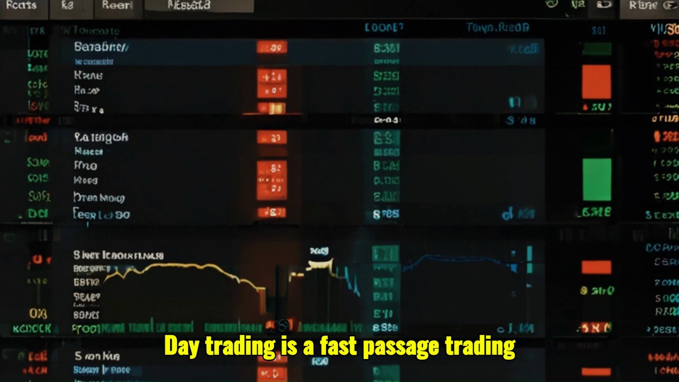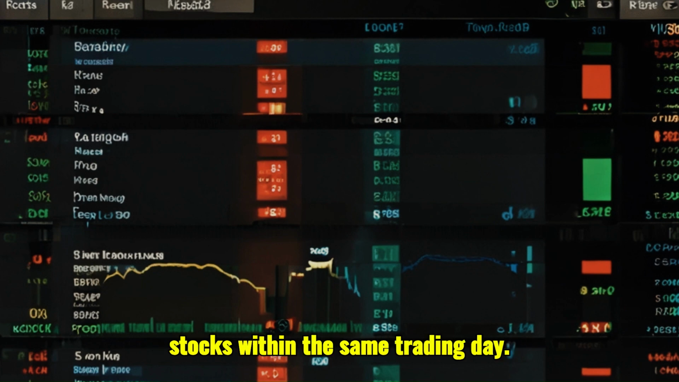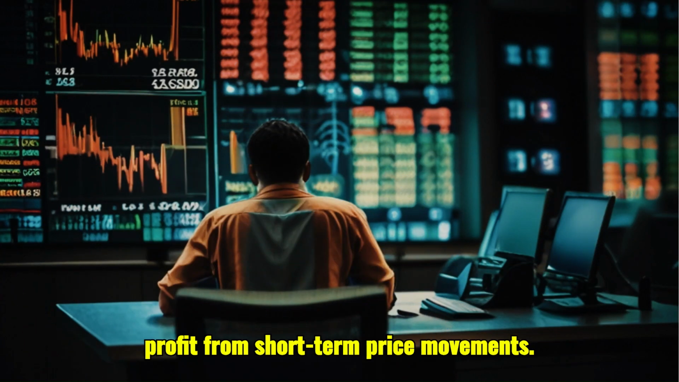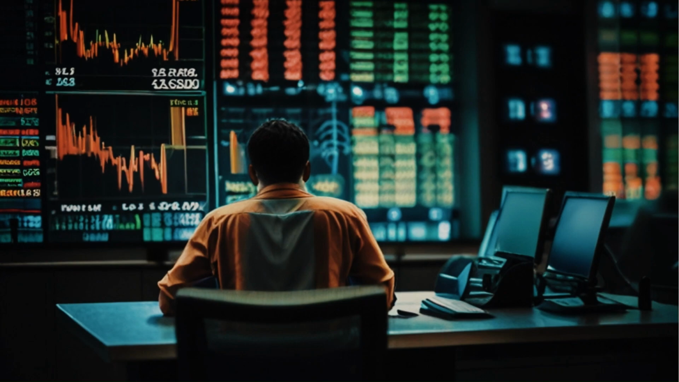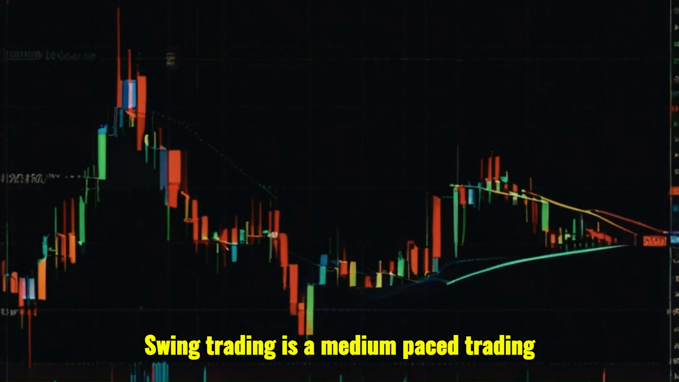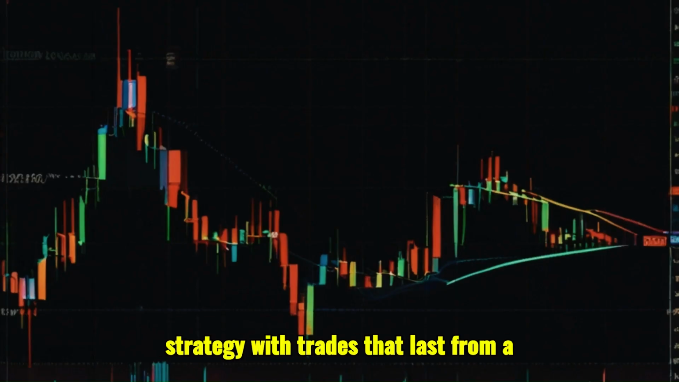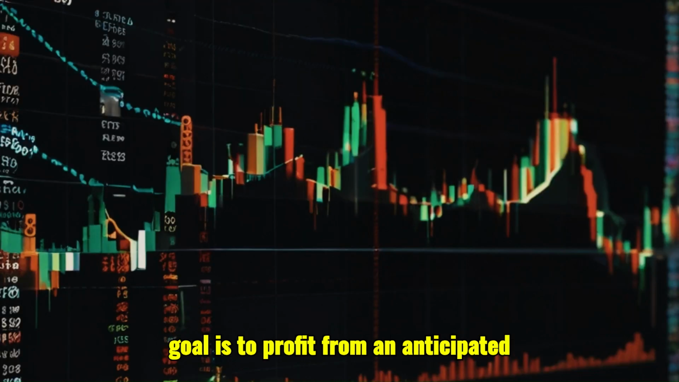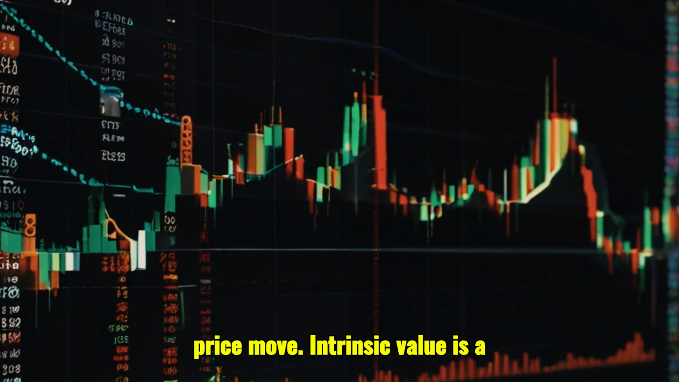Day trading is a fast-paced trading strategy where individuals buy and sell stocks within the same trading day. The primary goal of day traders is to profit from short-term price movements. Swing trading is a medium-paced trading strategy with trades that last from a couple of days to several months. The goal is to profit from an anticipated price move.